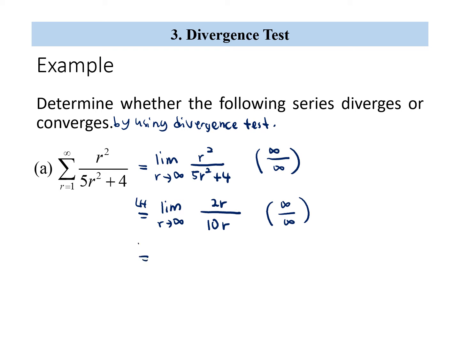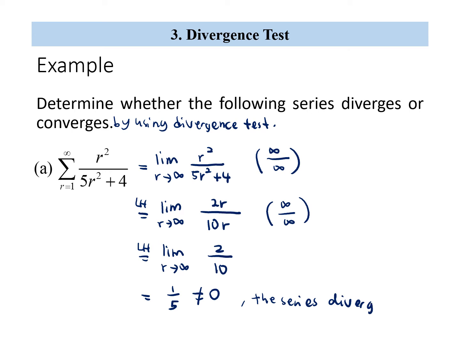So next we apply the same rule, which is L'Hopital's rule. We find the derivative of the upper part, which is 2, and the lower part is 10. So now we have our limit equal to 1 over 5. So 1 over 5 is not equal to 0. Since it is not equal to 0, according to the divergence test, it means that the series diverges.